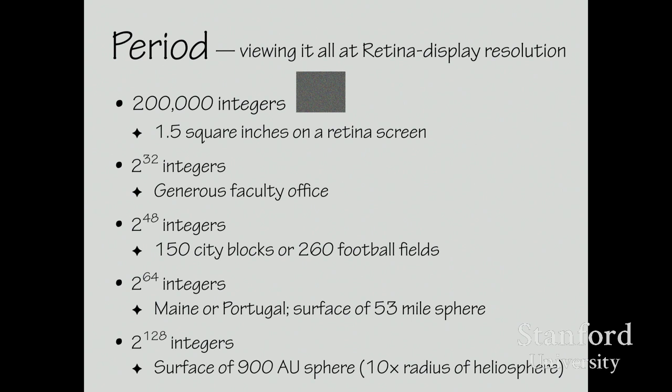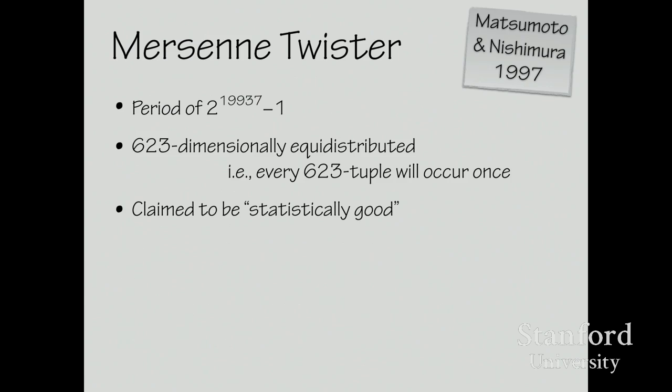That's 10 times the radius out to the edge of the heliosphere, so we're way encompassing the entire solar system. And I didn't put it on the slide, but if you do 2 to the 256, that would be a sphere 10 times the observable universe. So that's a pretty huge period, and the Mersenne twister is way, way, way bigger than that. So an approach where you just search through the thing is completely impractical.